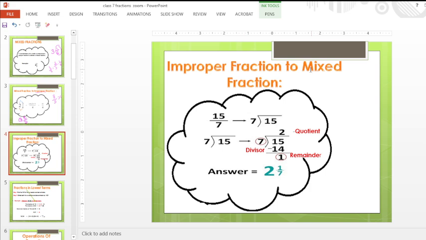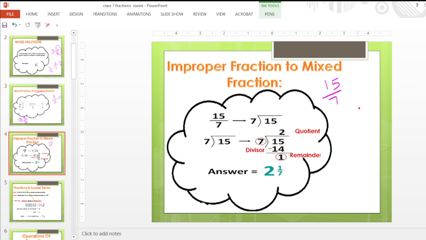So improper fraction to mixed fraction. Like in the previous one also, 11 by 4 was an improper fraction. Here also look at this, 15 upon 7 is also an improper fraction. It's one of the examples. So 15 upon 7, how are you going to convert it into a mixed fraction? Many students in higher classes also make mistakes in that many times.